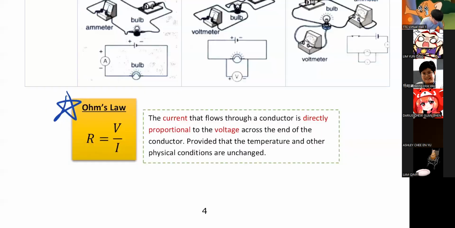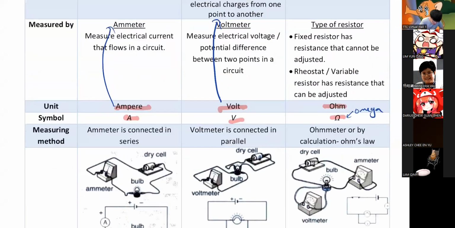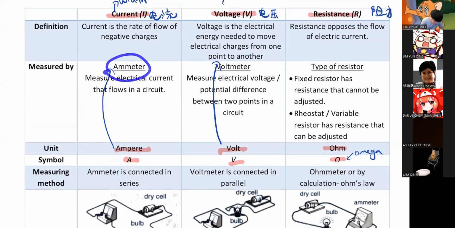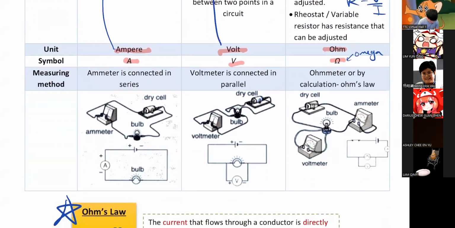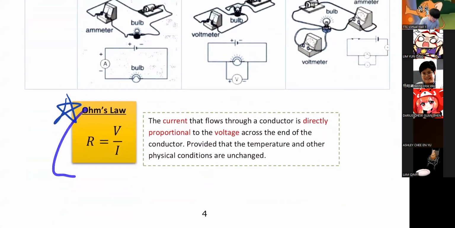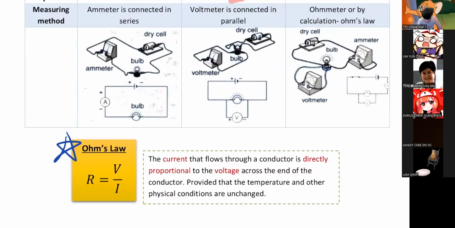So Ohm's law says that R equals V divided by I. So that's why you see, you measure your current, you measure your voltage, but you calculate your resistance. 这两个是拿来量的，这个是拿来算的。So you just use R equals V over I. You measure your V here, you measure your I here, so you just put it in there, you will get your R. So that's your resistance lah. All right, so very important, guys. You have to know what is this. And the question will be very super easy.